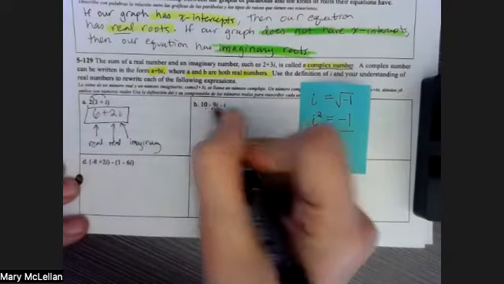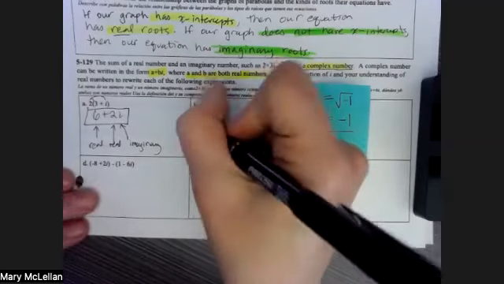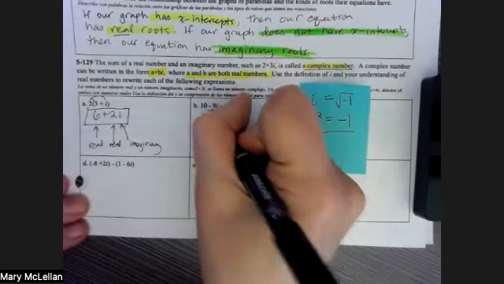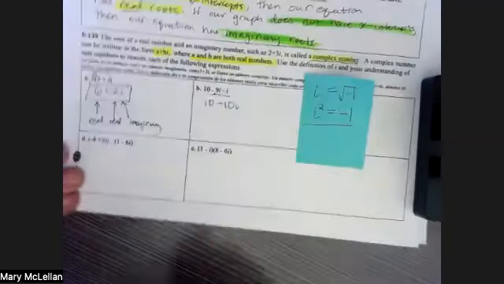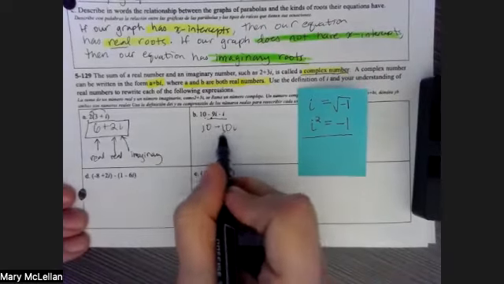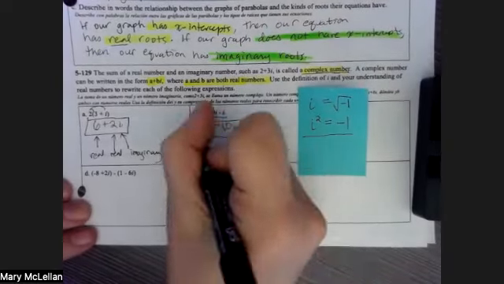10 minus 9i minus i. Well, I have like terms, so I have 10 minus 10i, and that's it. Real part, imaginary. Next.